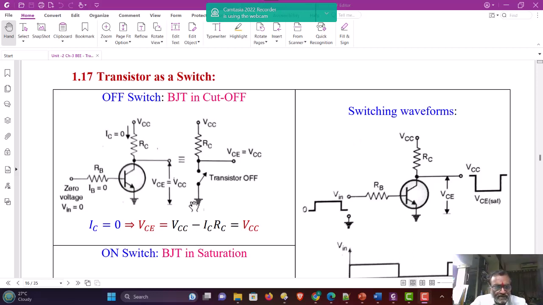So if you see the equivalent circuit, it is analogous to a transistor working as an off switch. See, in this circuit, when the switch is off here, the output terminal is connected to VCC via RC, and no current is flowing through RC, and therefore output voltage comes out to be VCC.